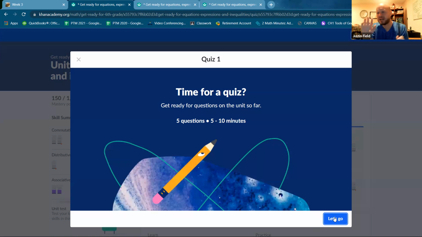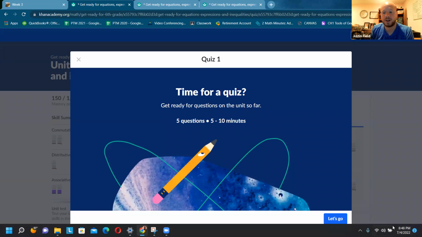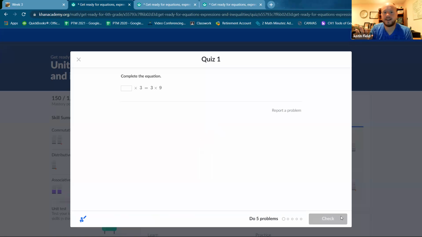Some people will be like, what is a coefficient? And you can be like, it's the number being multiplied by a variable. So don't forget the things that you're learning because it's not going to go away and it will help you with math.